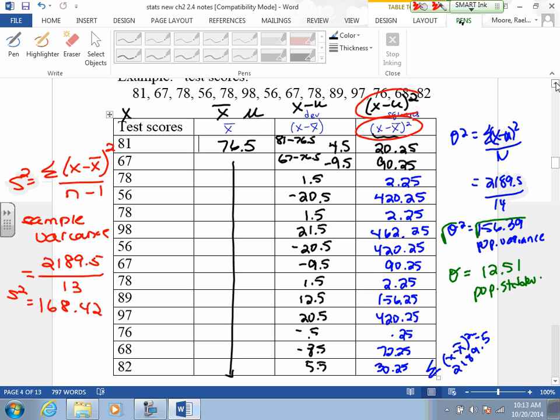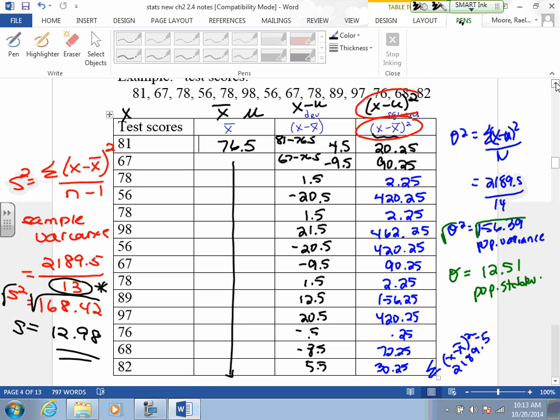Slightly bigger. So now, to get your standard deviation for your sample, we're just going to take the square roots of these guys. The rest of the process is the same. This would be the only difference. And the square root should give us 12.98.